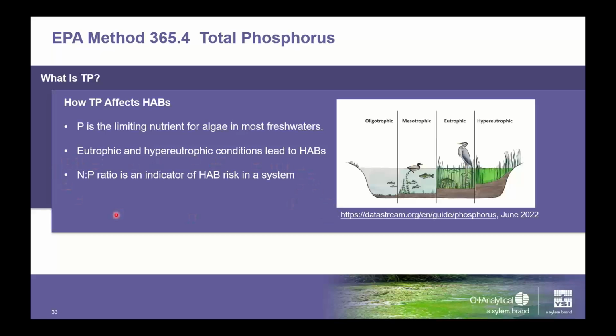A very interesting thing, some of you may be familiar with something called the Redfield ratio, the nitrogen to phosphorus ratio. That actually is sometimes a pretty reliable indicator of your harmful algal bloom risk in a system. So when you pair something like the TKN method that we just talked about with method 365.4 for total phosphorus, that can be a very good indicator for you of whether or not you might be at risk for a harmful algal bloom.